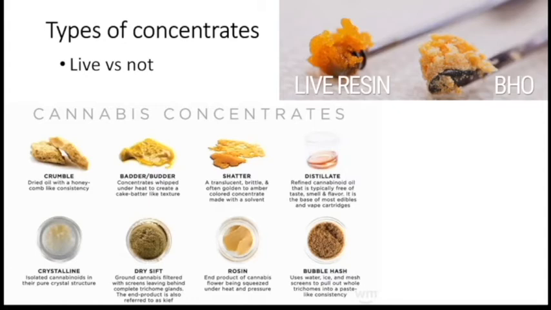And so the difference between crumble, batter, shatter, and even diamonds in a lot of ways is only a texture difference. And that texture can actually be manufactured after extraction. So you can take a shatter and turn it into a batter. You can take a shatter and make diamonds out of it, as long as you haven't decarbed it.